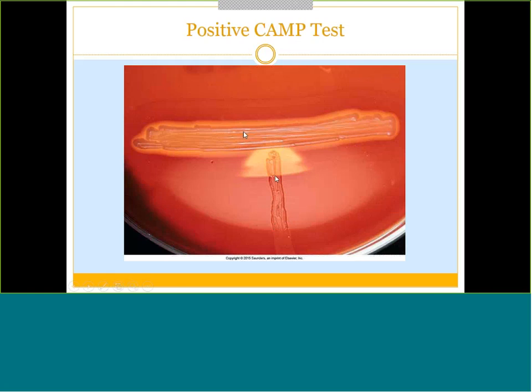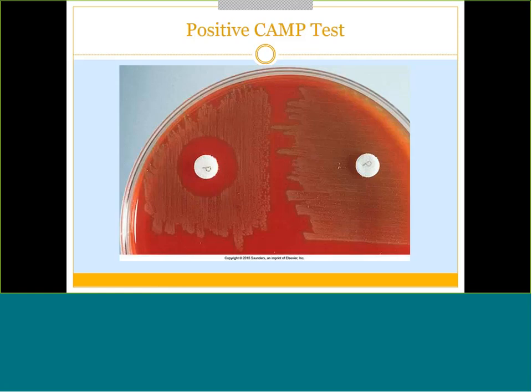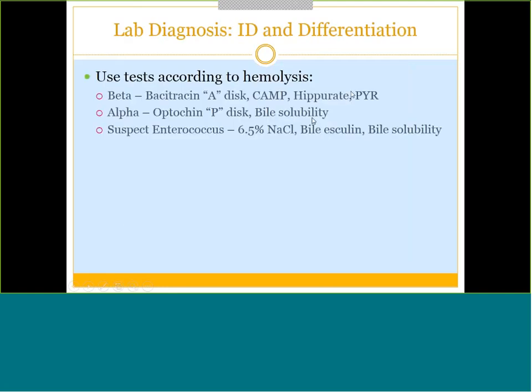So again, Strep pyogenes is negative for CAMP. Strep agalactiae, group B, is positive for CAMP. So this is another test that will separate them out. There was also a PYR test mentioned here. Group A is PYR positive. Group B is PYR negative. And then hippurate is group A negative, group B positive.